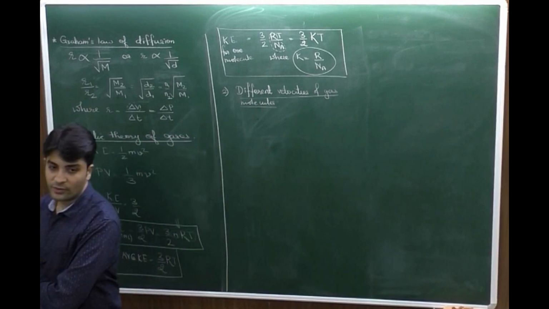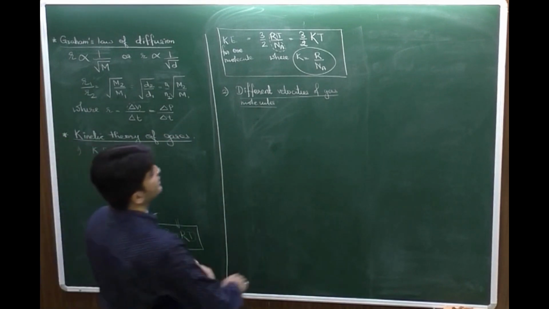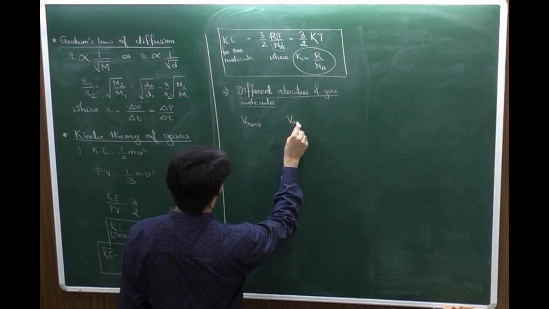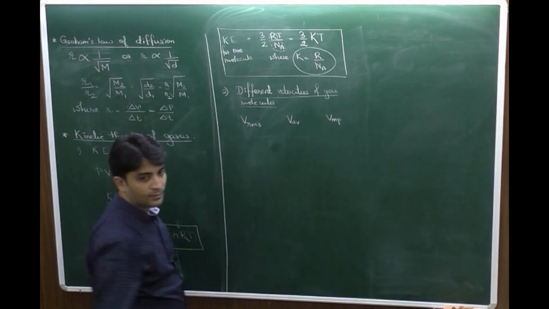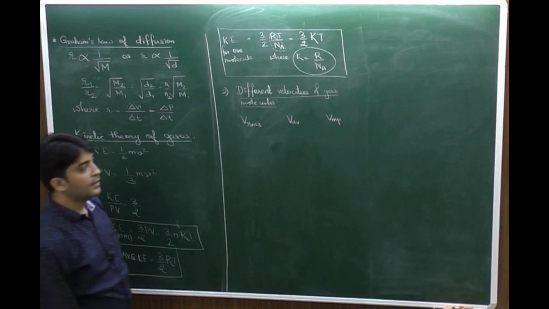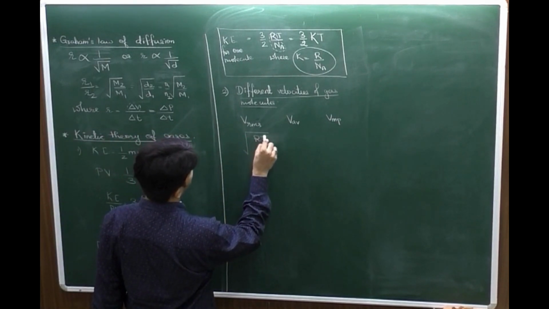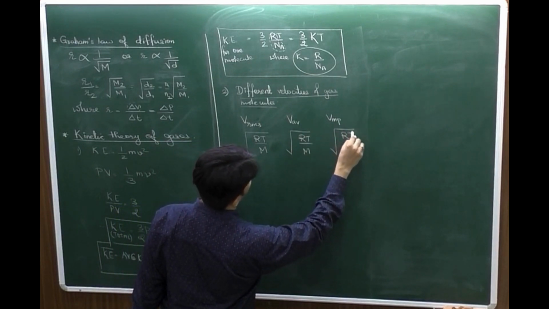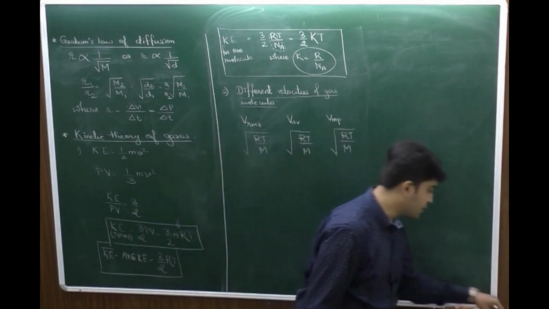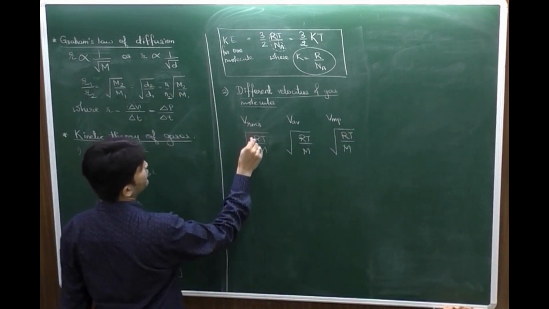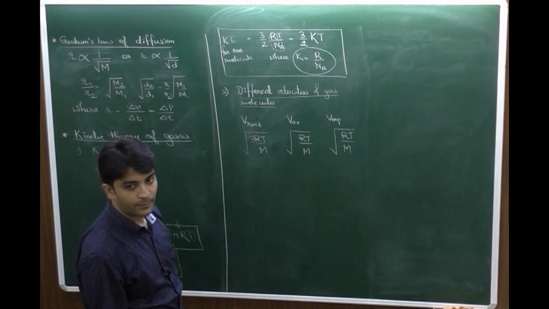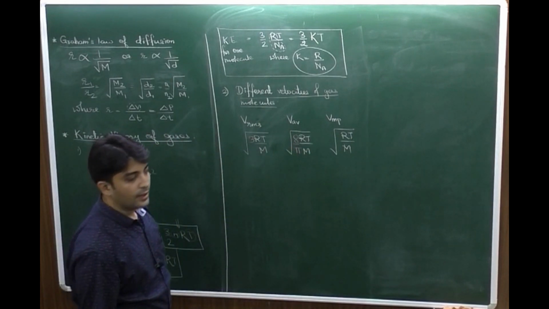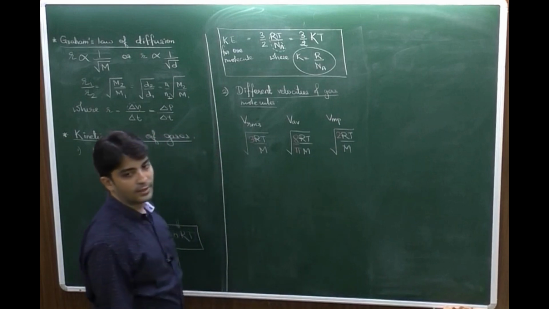Now we have different velocities of gas molecules through the kinetic theory. We have RMS velocity, root mean square velocity, average and most probable. Now they all have the formulas in terms of RT by capital M, so this part is constant. The difference here is in the factors. The root mean square velocity is root of 3RT by M. Average is root of 8RT upon pi M, meaning the factor is 8 by pi here. And most probable is root of 2RT by M.